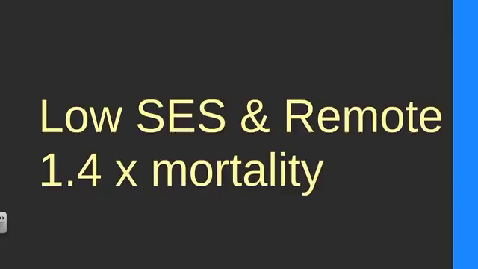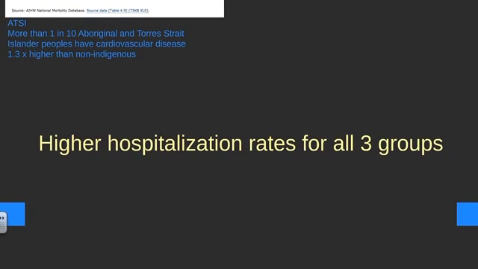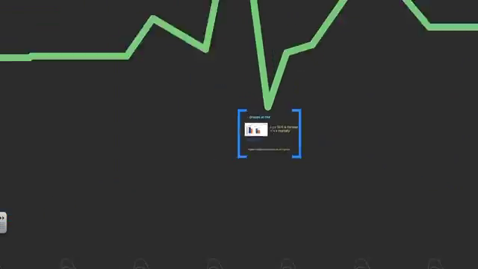We're going to combine 2 groups here together, groups of low socioeconomic status and people living in remote areas. They have mortality rates 1.4 times higher than the rest of the population, and again that's simply unacceptable, and some of the factors on the previous slides there talking about the determinants of health are reasons for that. For all 3 groups, they suffer hospitalisation rates far higher than the rest of the population in terms of being admitted for CVD. So that's an overview of CVD.